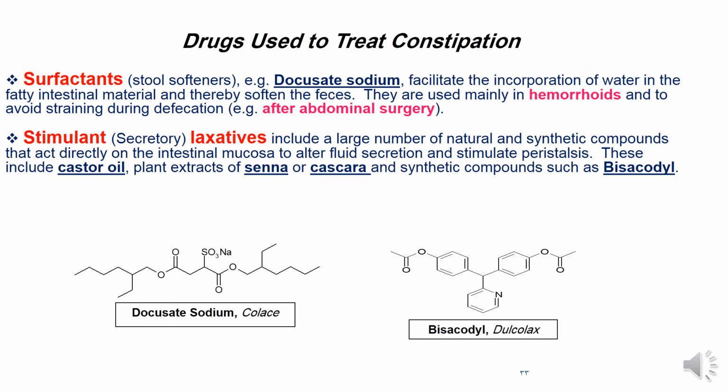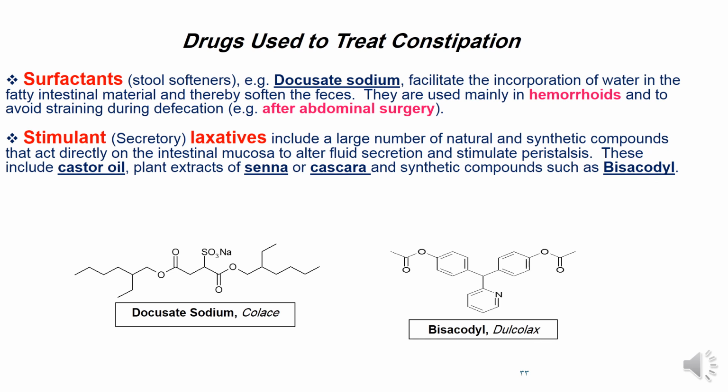And now we will study drugs used to treat constipation, like surfactants and stimulant laxatives. Surfactants are called stool softeners. An example of a surfactant is docusate sodium, which facilitates the incorporation of water in the fatty intestinal material and softens the feces. And they are mainly used in hemorrhoids.